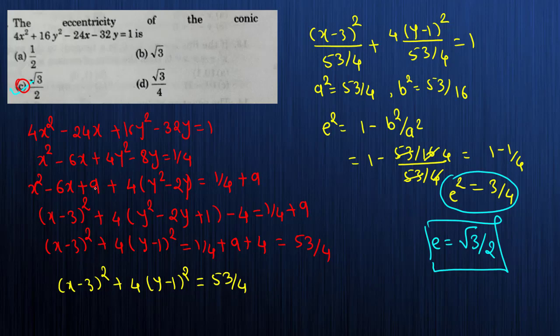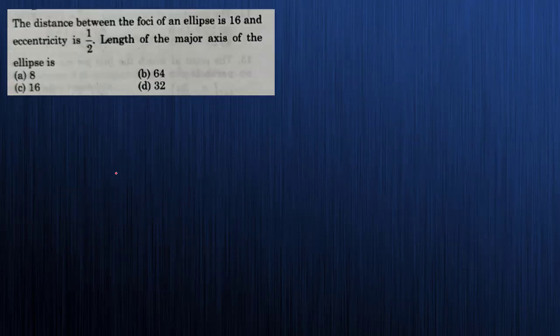Okay, very good. Next: the distance between the foci of an ellipse is 16 and the eccentricity is 1 by 2. The length of the major axis of the ellipse is? See, what they have given is the distance between the foci. Suppose you have this ellipse here. This is the first focus, the second focus, and this is the minor axis you have.